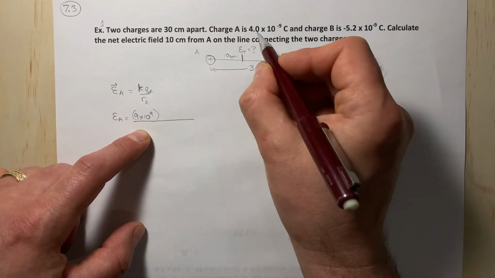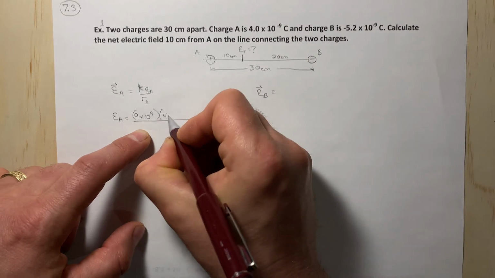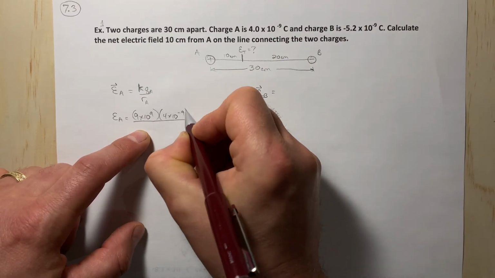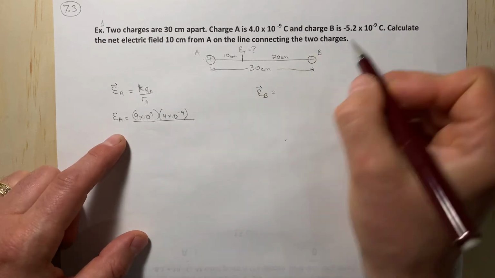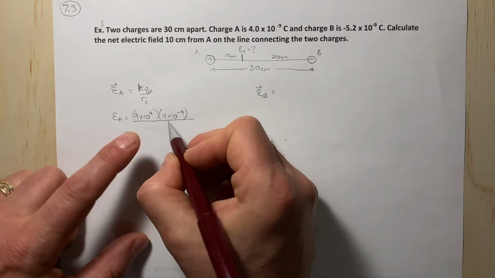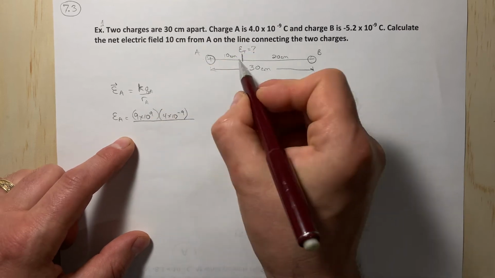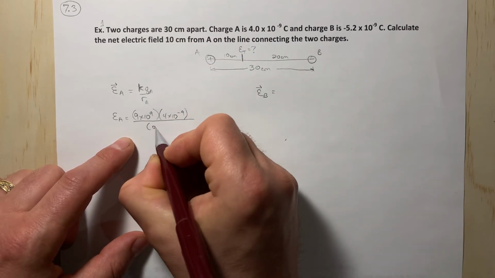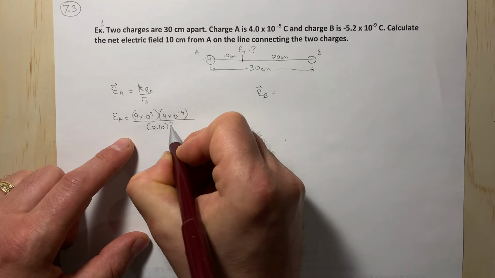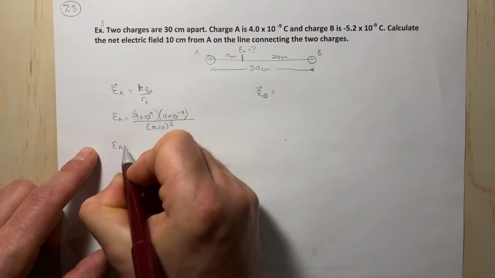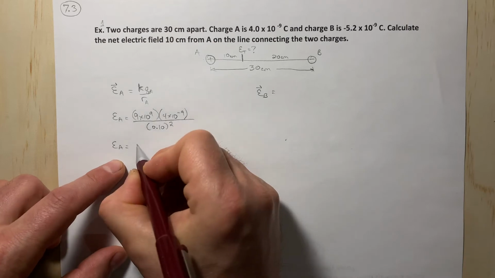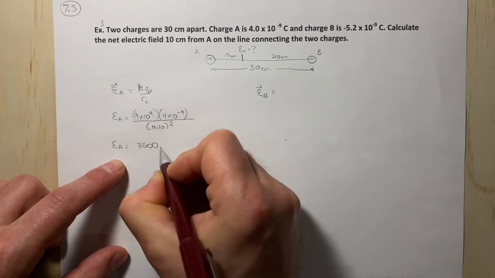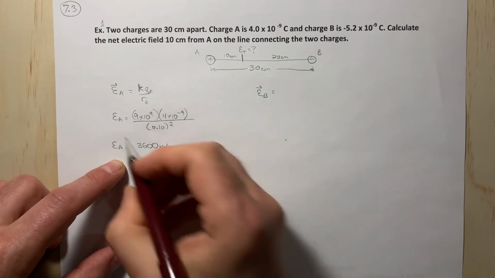The Q value for A is 4 times 10 to the minus 9 coulombs. No signs are going in, so this guy's positive, it doesn't matter, but when we go to this guy, no signs. The R value is 10 centimeters, 0.10 meters. Don't forget to square it. Let's see, we do a little math. We get 3,600 newtons per coulomb. Now let's talk direction.